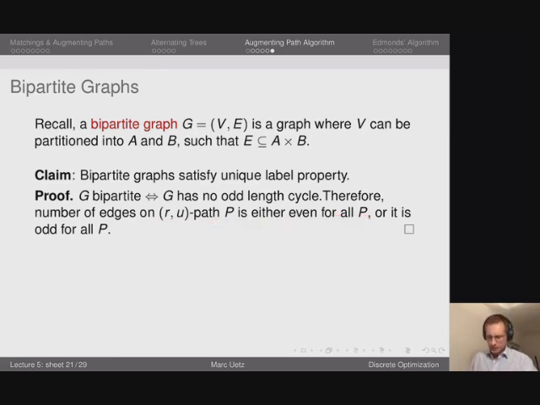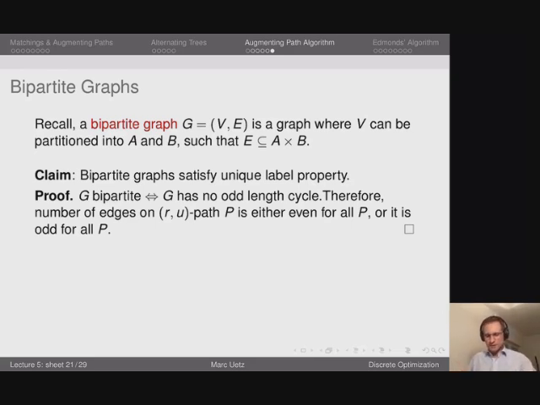Because if I had a path of even length from R to U and another path of odd length from R to U, that would give me a negative length cycle. But negative length cycles do not exist in bipartite graphs. Hence, any path always has the same parity, so even or odd, in terms of the number of edges, and therefore our algorithm will always classify the vertices of the graph into even or odd length distances, independent of which order of the edges and which path was considered first.